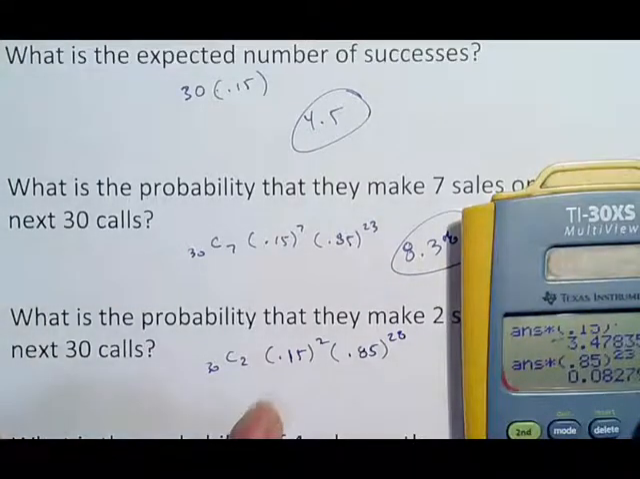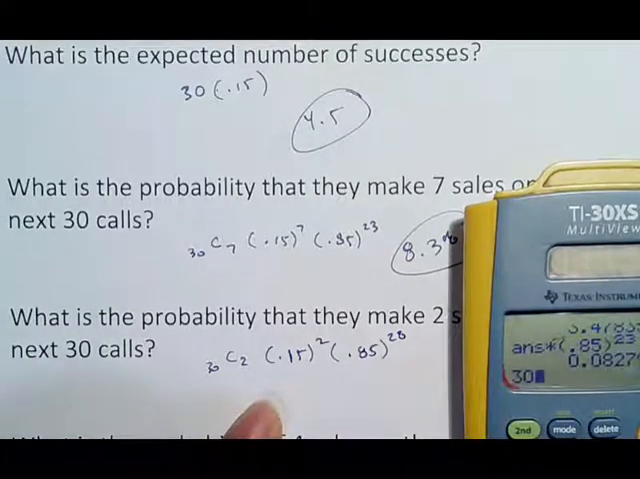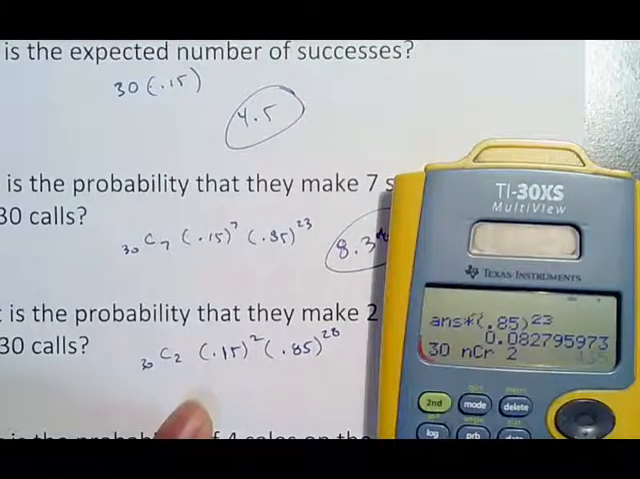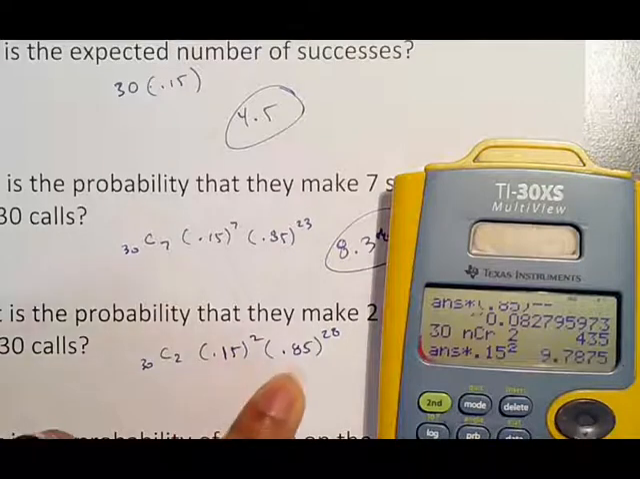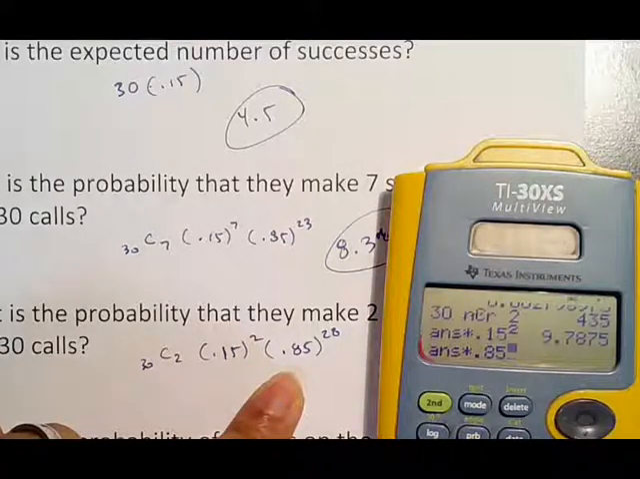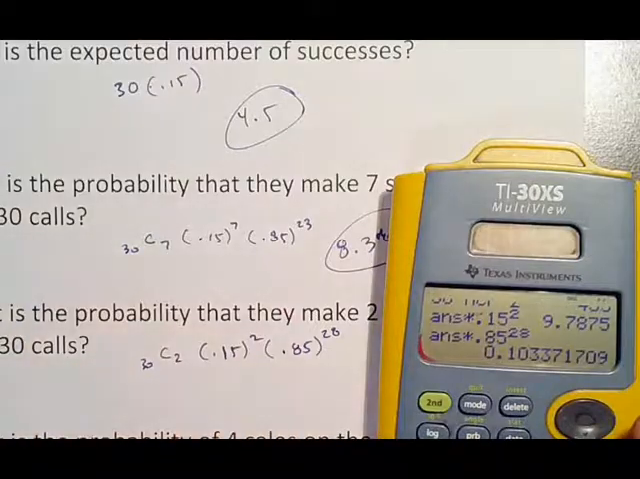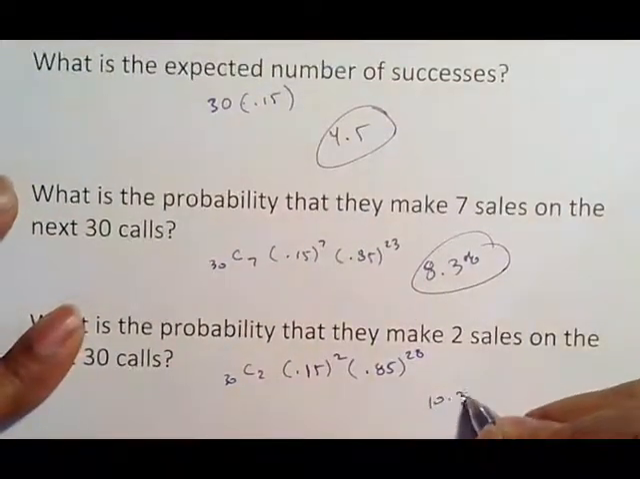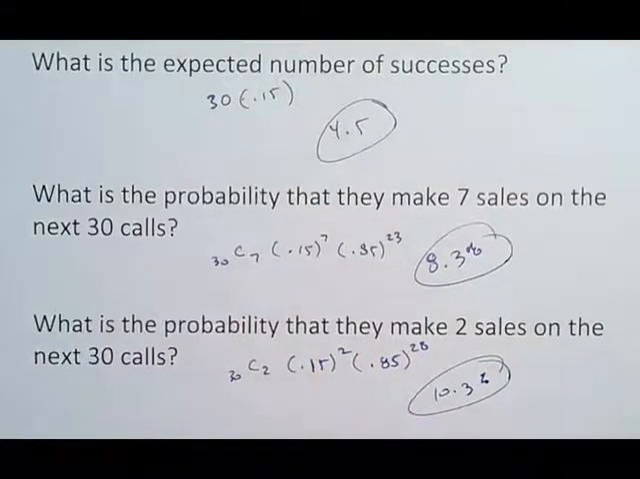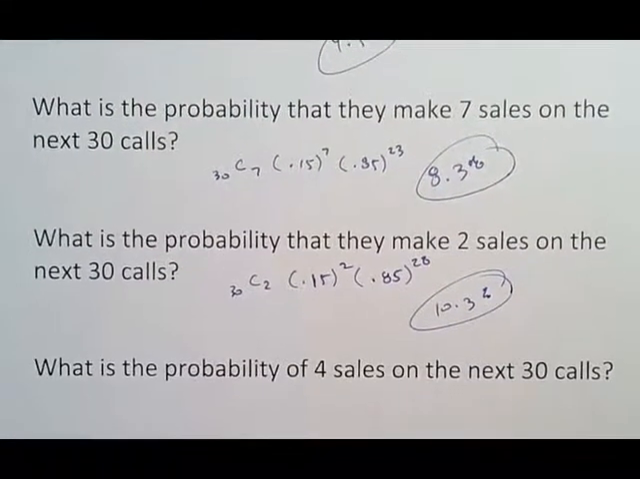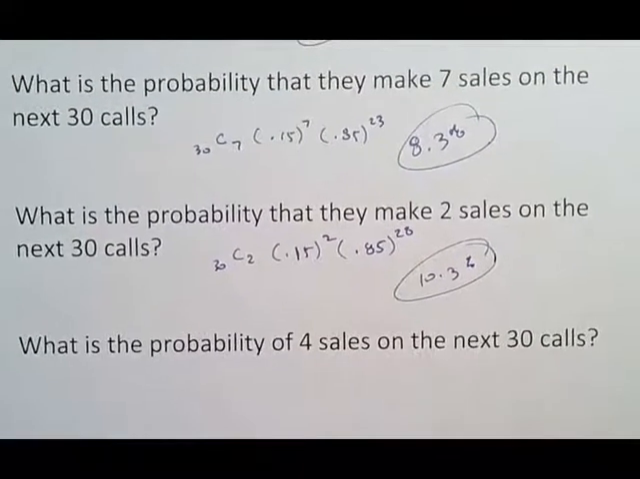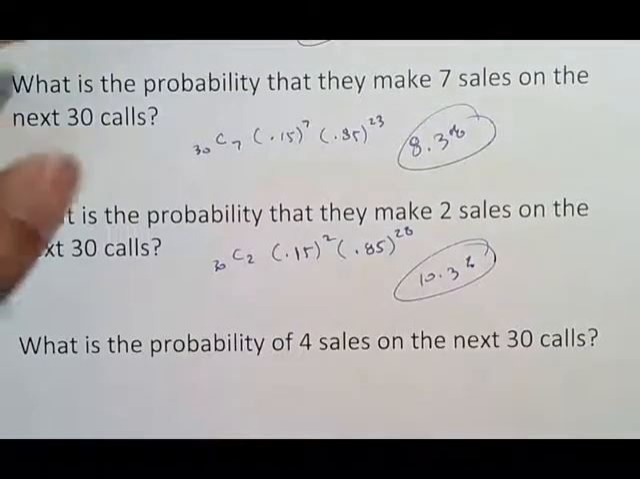So we go 30 C2, which is that number, times 0.15 to the second, times 0.85 to the 28th, which is only a 10.3% chance. And why is that? Because the number that we would expect is 4.5. So let's see if 4 has a better chance in this situation.